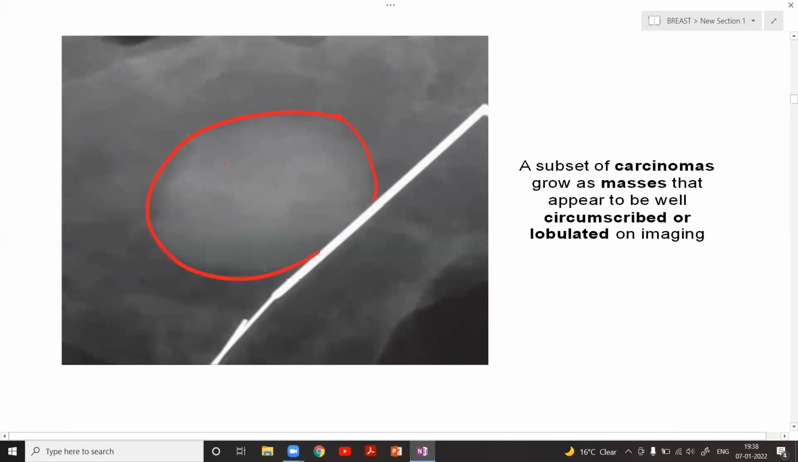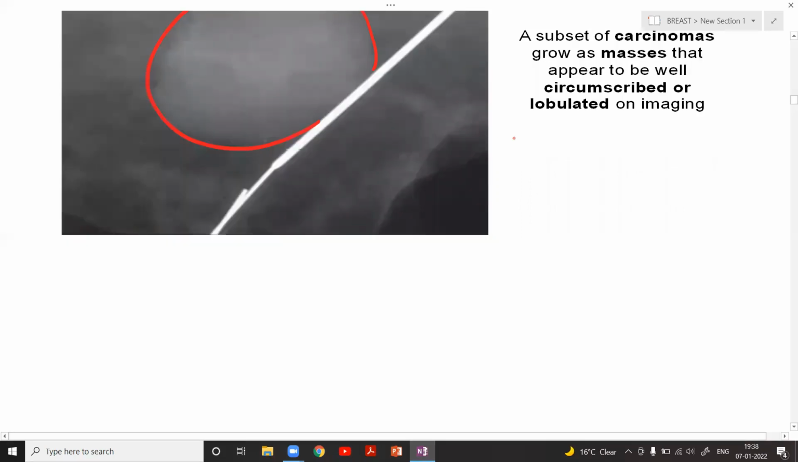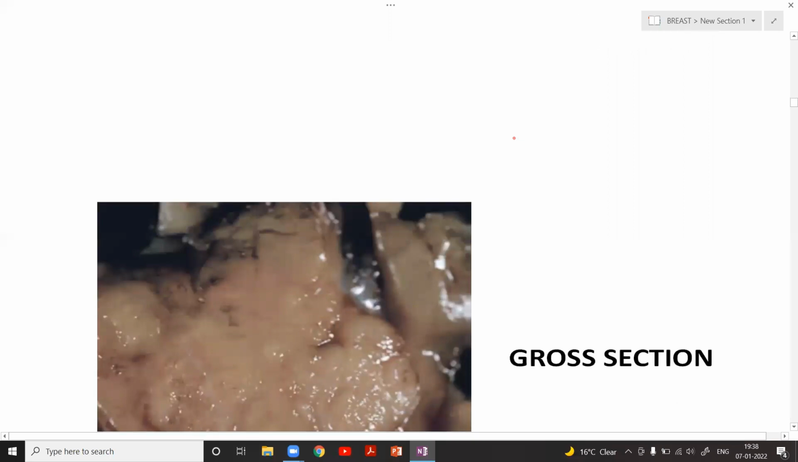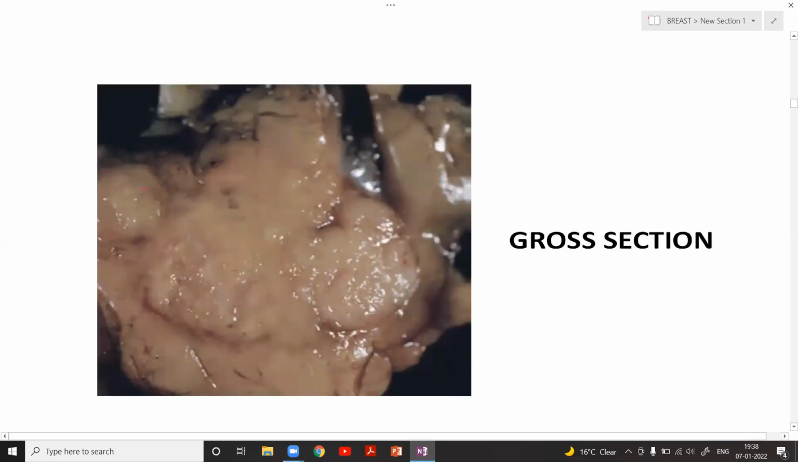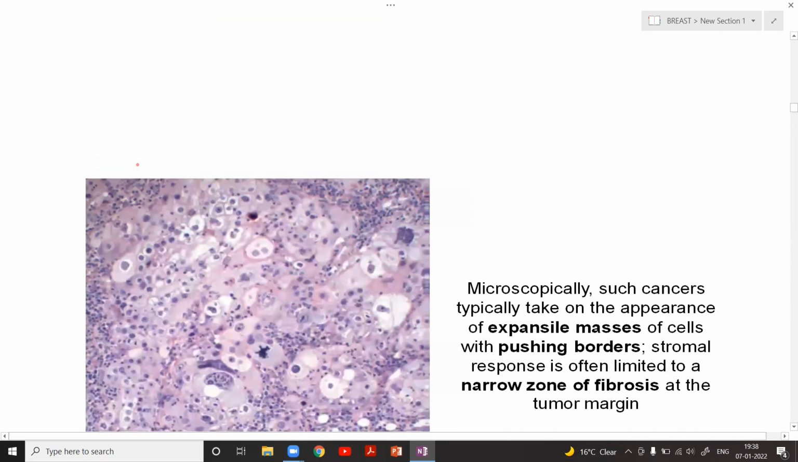So you might not think that this is any kind of a cancer. But let us see what happens in the gross section. In the gross section also, if you look at this tumor, it is not that much irregular. Okay, so we can appreciate that a tumor mass is there over here, and this tumor mass that we can see in this diagram looks quite pretty well circumscribed.